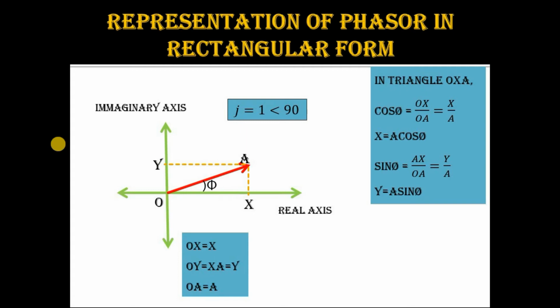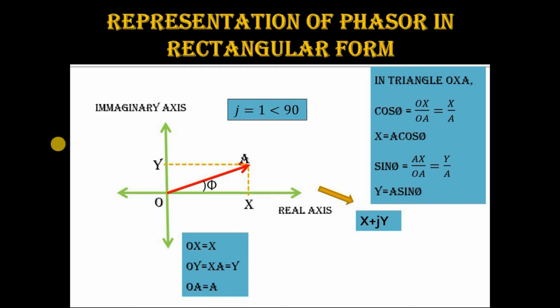So this OX and OY, component X and component Y, make an angle of 90 degrees with each other. So the phasor can be denoted as X plus JY. We cannot write X plus Y because both are not in phase. There is a phase shift of 90 degrees between X and Y. So to denote the phase shift, we use an operator J.